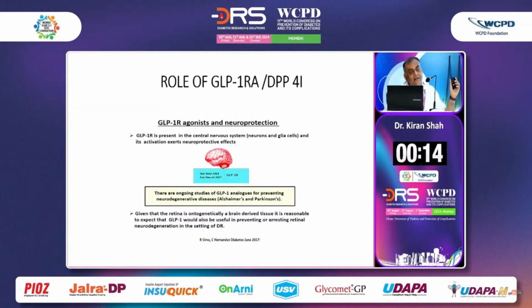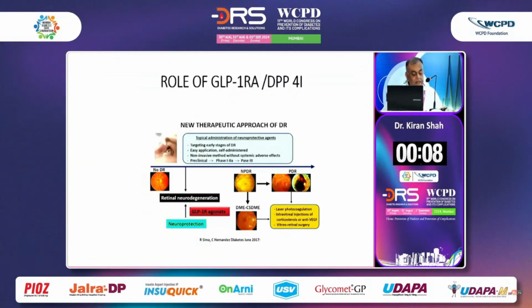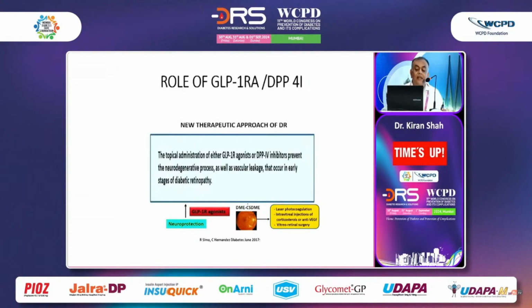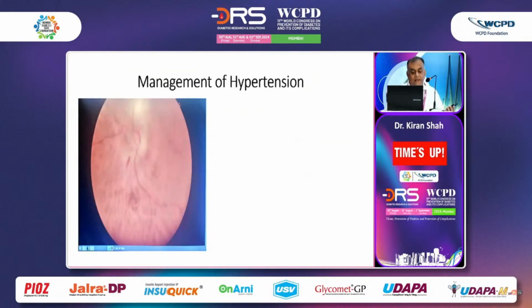Now, this is all in the experimental phases. It says that GLP-1 has both neuroprotection as well as microvascular protection. It is based on the aspect that retinal neurodegeneration happens even before the vascular leakage. So you give topical administration of GLP-1 receptor agonist and DPP4 inhibitors. And these are the studies. They have used sitagliptin and saxagliptin respectively, twice a day, topical administration, in order to prevent neurodegeneration in diabetic retinopathy. And this is the last slide.